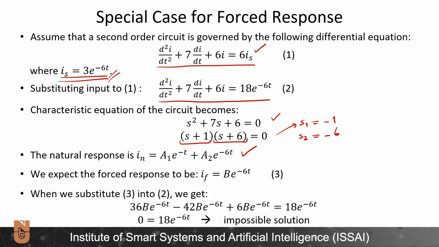And as I told you earlier, for an exponential forcing input, the forced response of the system will be in the same exponential form, so you would naively use this type of assumed response. i_f is equal to b times e to the minus 6t. But if I were to put this third equation into the second equation, I end up with this expression. If we disregard e to the minus 6t, I end up with 36b minus 42b plus 6b is equal to 18. And this gives a solution in the form of 0 is equal to 18 times e to the minus 6t. And this is an impossible solution. So I did something wrong.